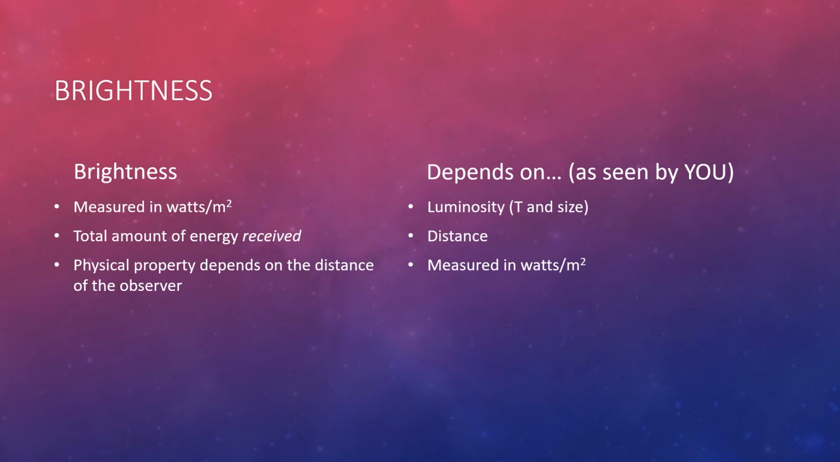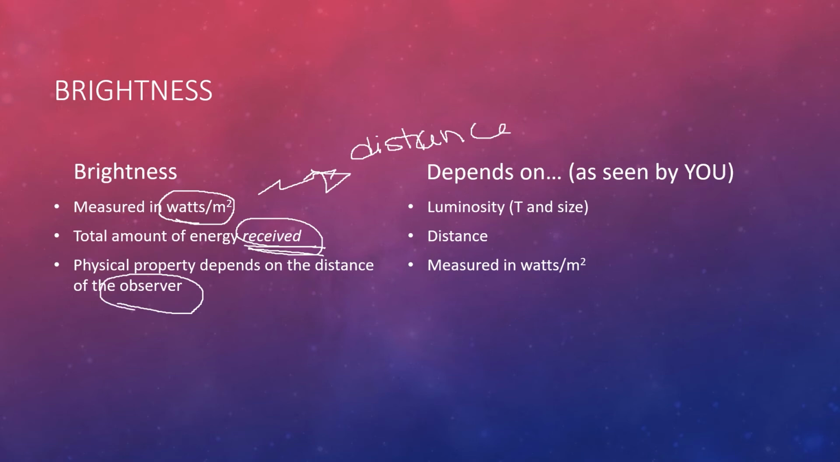Brightness, on the other hand, is measured in watts per meter squared. This is inversely proportional to distance. Remember, inverse proportional. The farther you are, the dimmer it is. This is the total amount of energy received, not output, received. This is where being the observer comes into play.